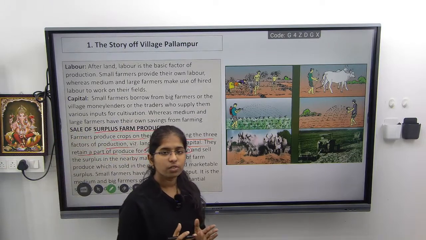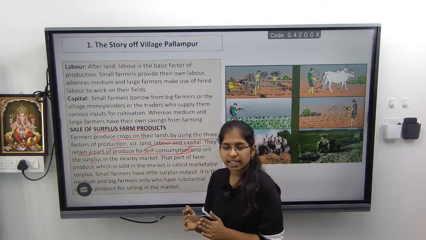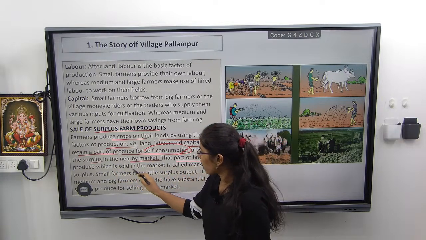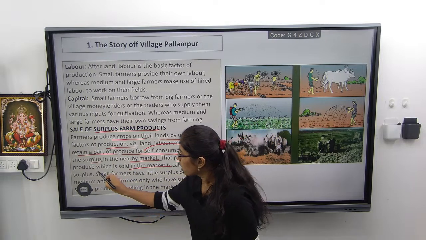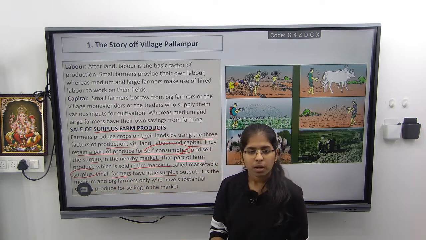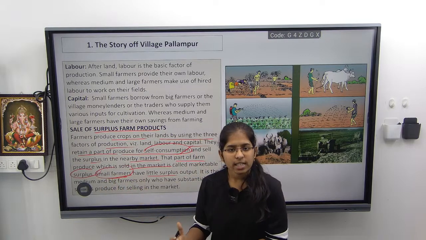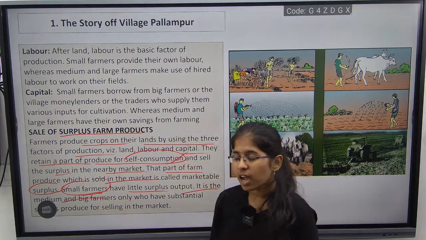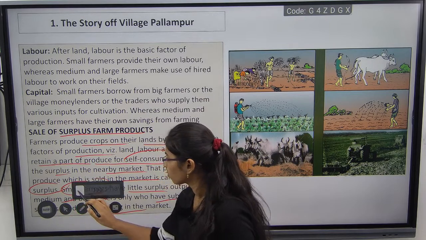At first, they will utilize for self-consumption, and the remaining surplus should be sold in the market. This part, whatever part they were selling in the market, is known as market surplus. And small farmers have little surplus, because their lands are very small. Definitely small farmers have very little surplus. But the medium and big farmers have substantial produce for selling in the markets.